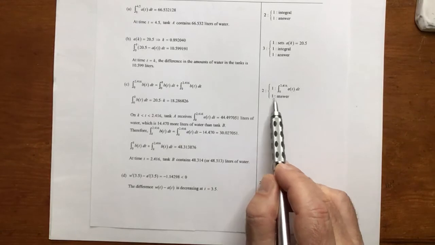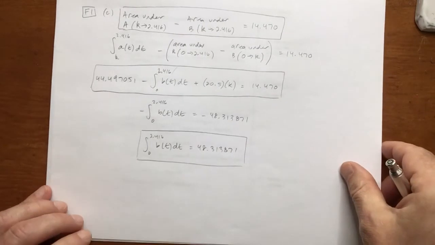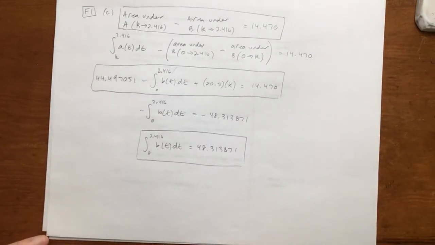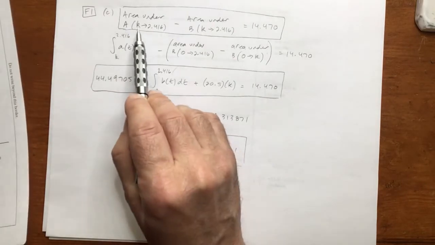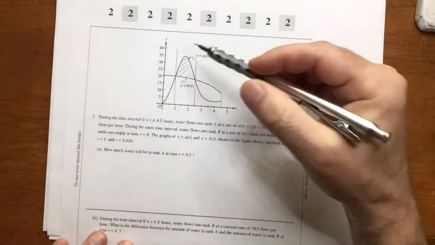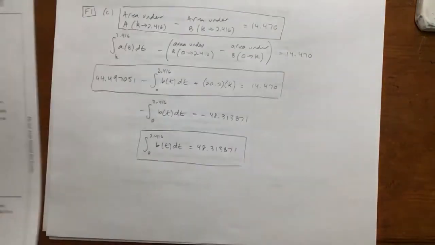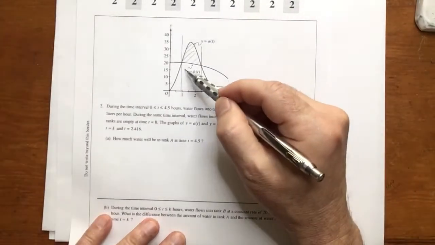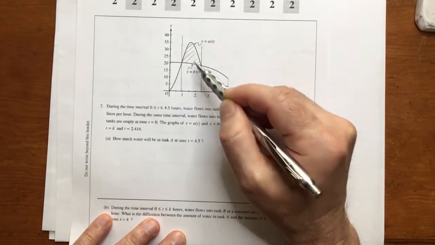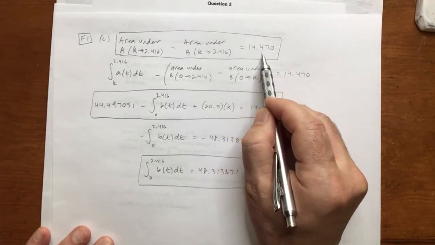Okay, look at the 2 points you could get from this problem. But I think here is a more clear explanation of the problem. So what I did is this. I said the area under A from K to 2.416, that's this whole area of this big region right here, minus the area under B for that region, so that's minus this blank area down here, would give you the area you're looking for. And they tell you that value is 14.470.